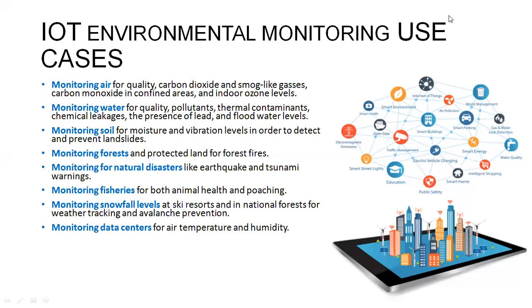Okay, just like in monitoring for natural disasters like earthquake or tsunami, even tsunami warning and earthquakes can be done by deploying the sensors. And these kinds of natural disasters can be notified in advance so that particular action can be taken to prevent them. Okay, and monitoring fisheries, monitoring snowfall levels, or monitoring data centers. Those are the uses of IoT in the environment.